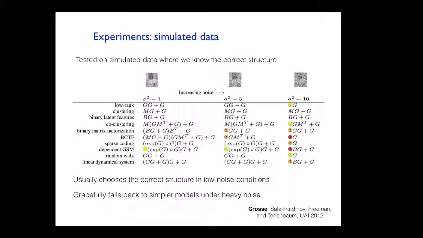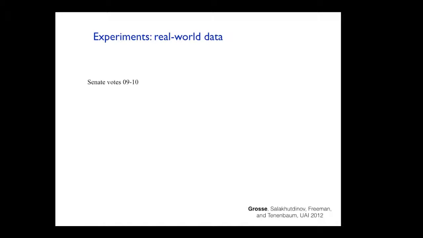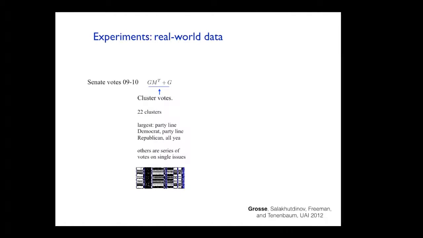We can also run the system on some real-world data sets and look at the representations that it learns. So if we run it on the data set of Senate voting records that I've used as the running example, the first thing it does is to cluster the votes. And it comes up with 22 clusters. There are some big clusters for things like party line Democrat, party line Republican, uncontroversial things that everyone votes for, but then also some smaller clusters for individual issues, things like veterans' health, immigration, and so on.